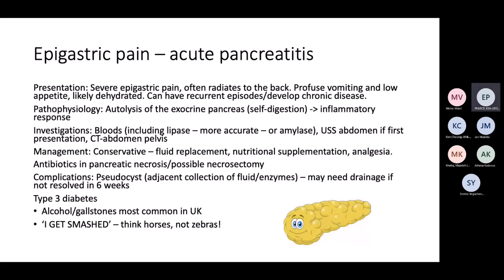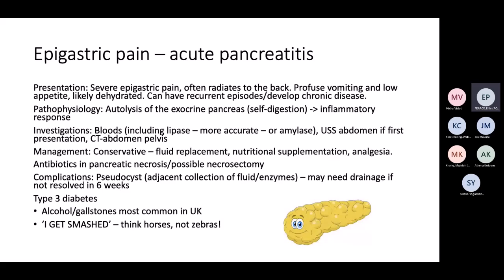Ultrasound abdomen is important if it's the first time someone's had pancreatitis, because we need to rule out that it's not being caused by gallstones. But after that, the most useful imaging modality is CT, and the management is first off conservative. So we replace any fluids, electrolytes. Sometimes people need artificial feeding, things like TPN, and of course lots of good analgesia.